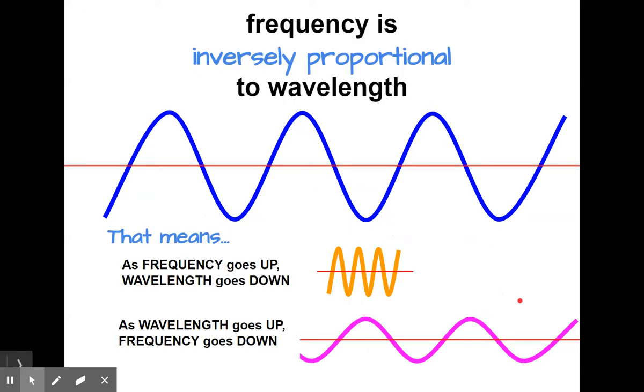how many of these go by in a second? That's hertz. Frequency is inversely proportional to wavelength, so that means as frequency goes up, wavelength goes down. That's for the same speed of wave. And as wavelength goes up, frequency goes down, because if they're more spread out, it takes longer for them to go by.